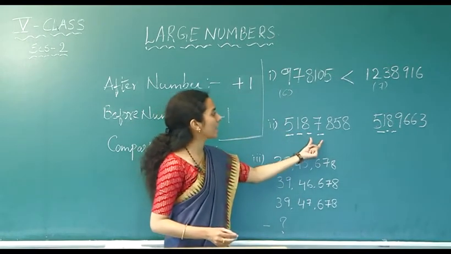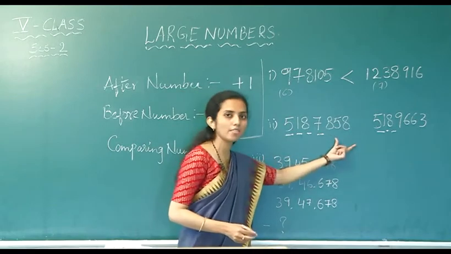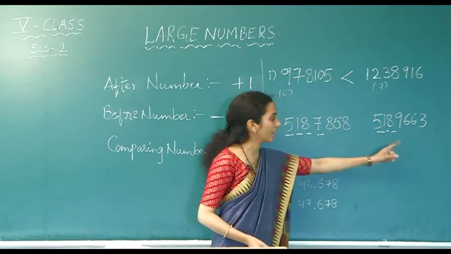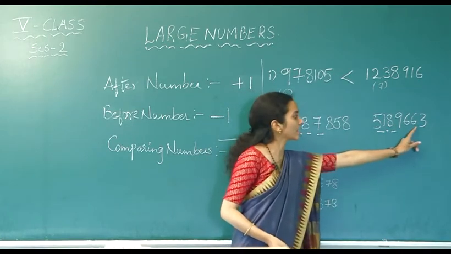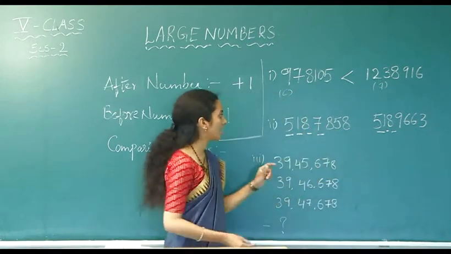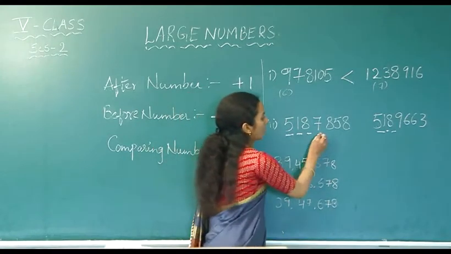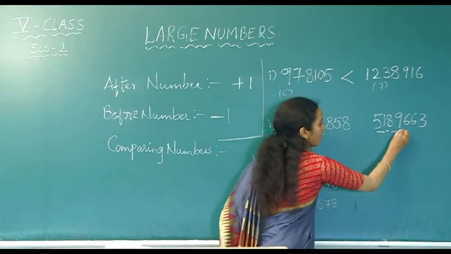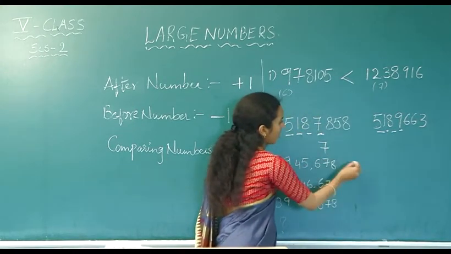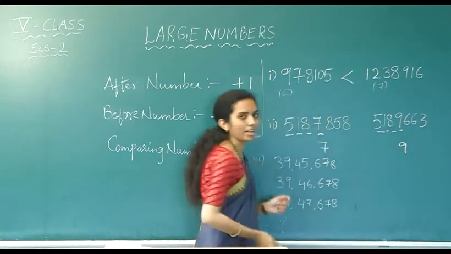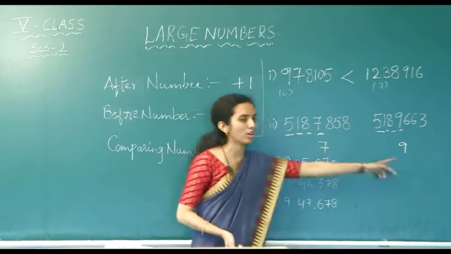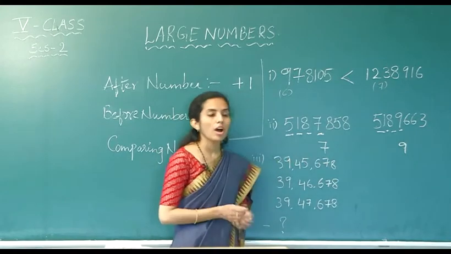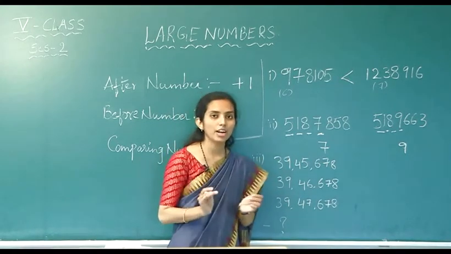That means this number is 51 lakhs 87,858. Here also 51 lakhs 89,663. So, where has the difference come? Difference has come in the fourth digit. Here we have 7 but here we have 9. So, which is the bigger number, 7 or 9? Obviously 9. So, what do we have to do until we find the different number?